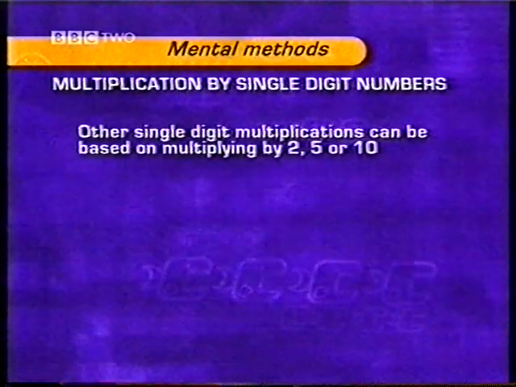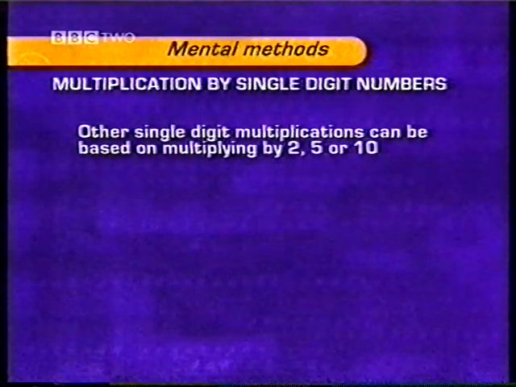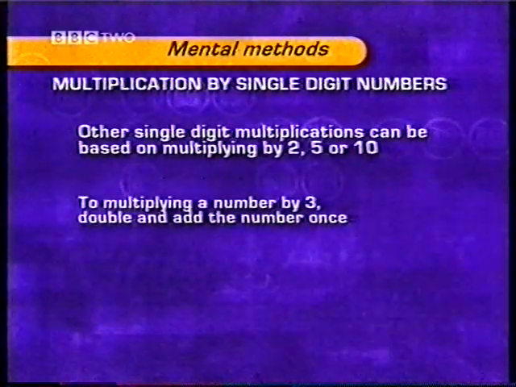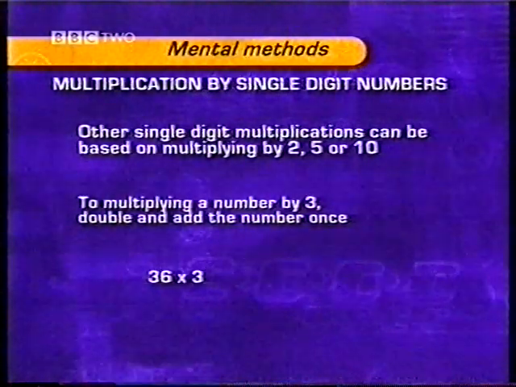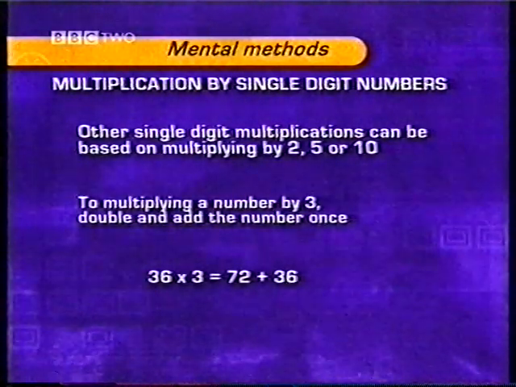Other single-digit multiplications can be based on multiplying by 2, 5 or 10. To multiply a number by 3, double it and add the number once. So 36 times 3 is 36 doubled, 72, plus 36 makes 108.